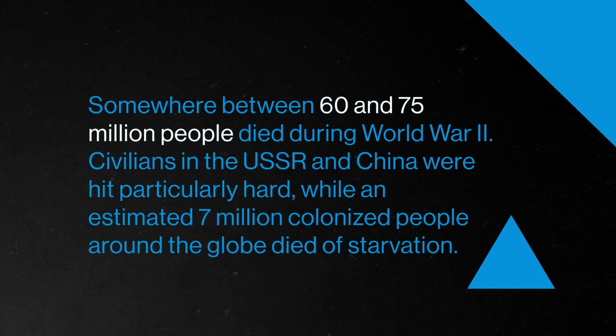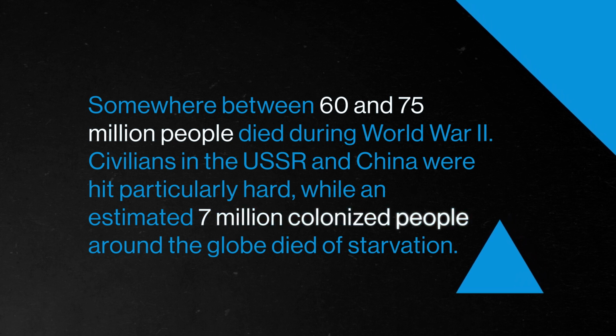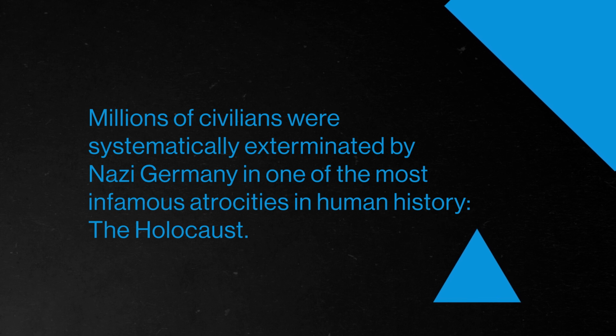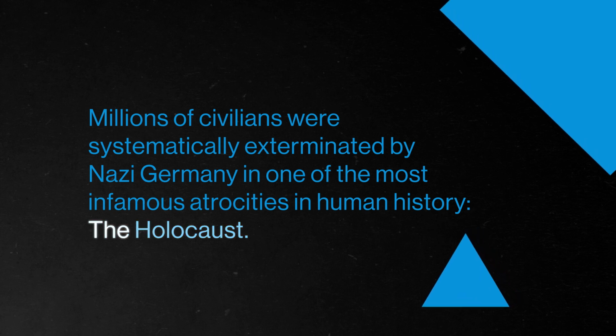Civilians in the USSR and China were hit particularly hard, while an estimated 7 million colonized people around the globe died of starvation. And on top of this, millions of civilians were systematically exterminated by Nazi Germany in one of the most infamous atrocities in human history, that of the Holocaust.